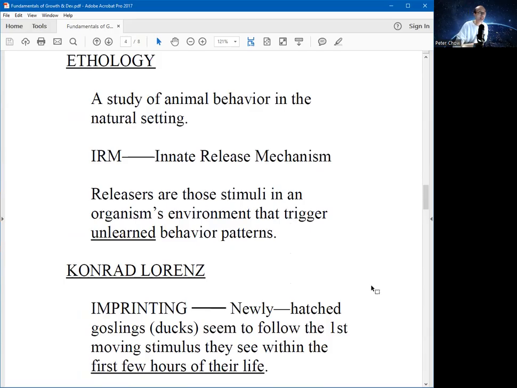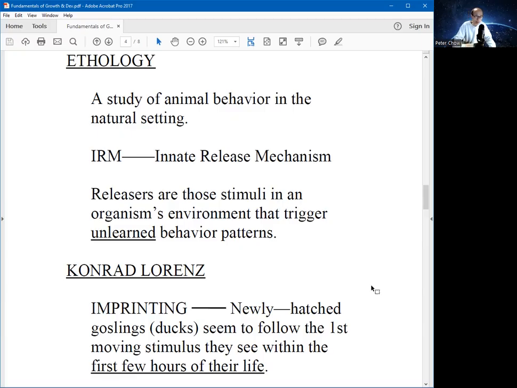Ethology is the study of animal behavior in the natural setting. So it was the ethologists' findings that forced the American psychologists to evaluate their position on instinct and the role of heredity in determining behavior. So what ethology looks for are IRMs, innate release mechanisms. Releasers are those stimuli in the organism's environment that trigger unlearned behavior patterns. Now, the key word here is unlearned. They have never learned this type of behavior.